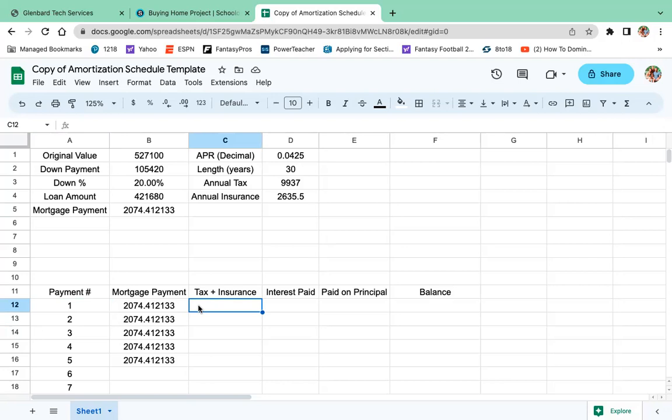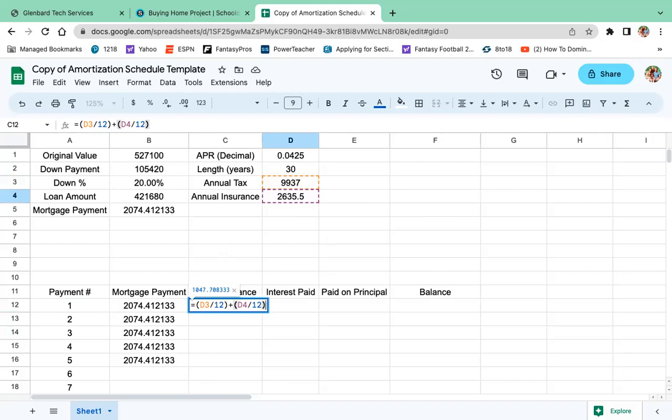We're going to say equals. Since I'm going to be doing some dividing, I'm going to need some parentheses, your guys' favorite. I'm going to do parentheses, the tax amount divided by 12, plus the insurance amount in parentheses divided by 12. That will take the monthly taxes plus the monthly insurance.